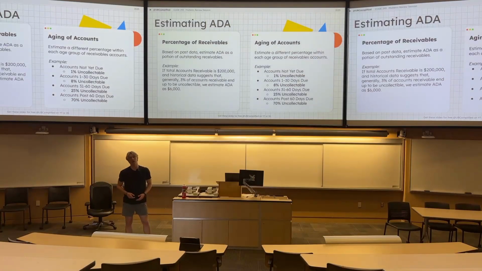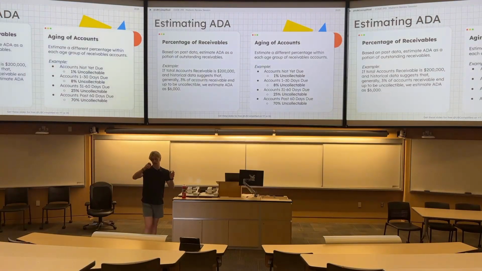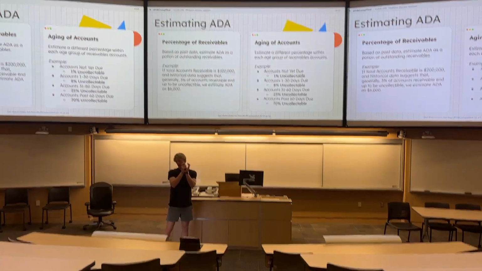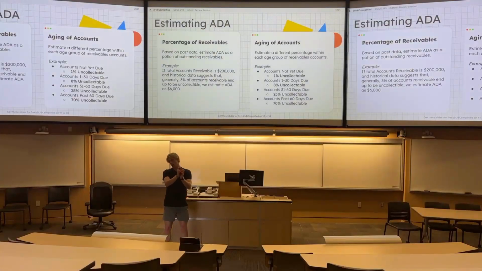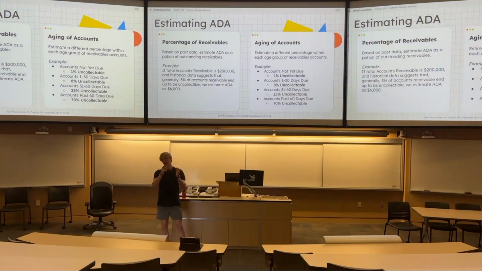And then for aging of accounts, you're going to take, let's say, however many accounts you have in 1 to 30 days due, add that up, multiply that by the percentage, and then do that for all of the different time frames, and then add up all of those. And that's going to be your allowance for doubtful accounts.